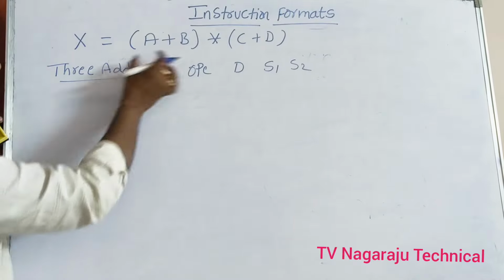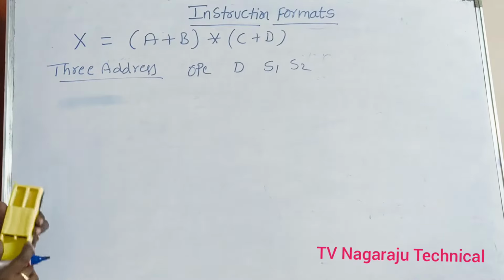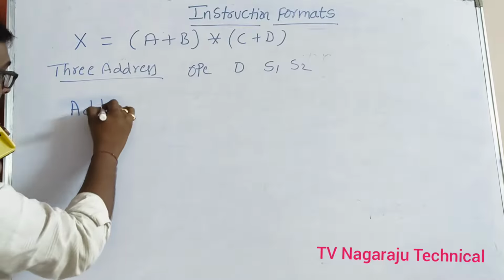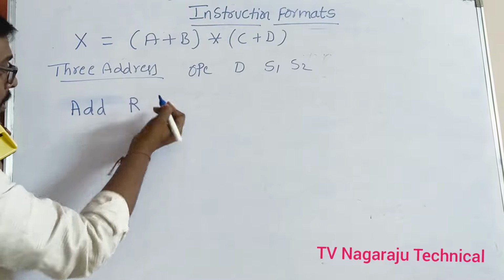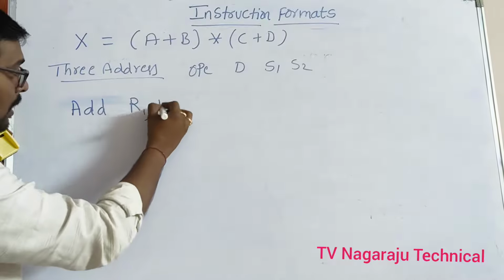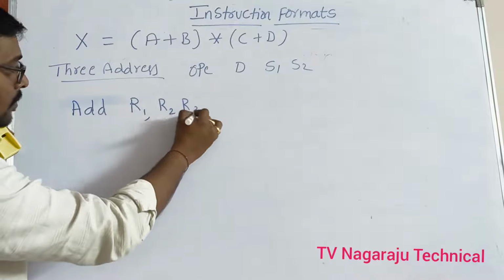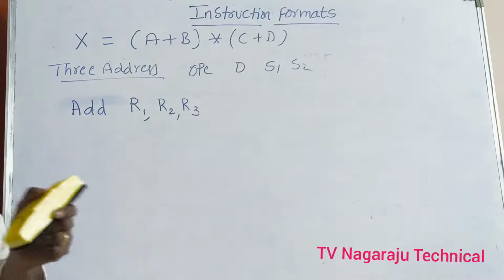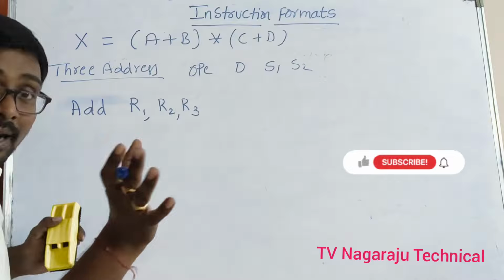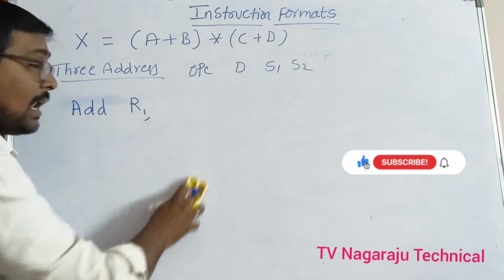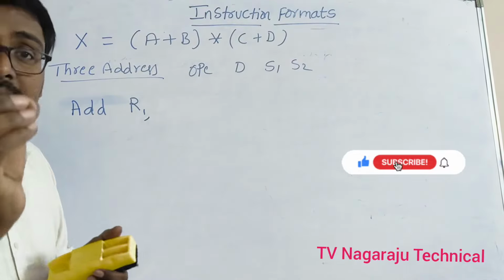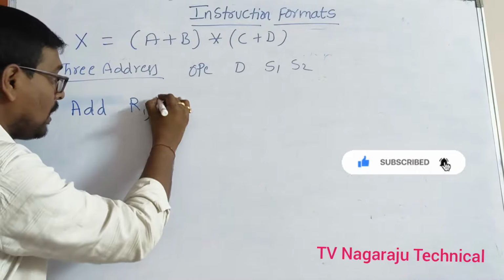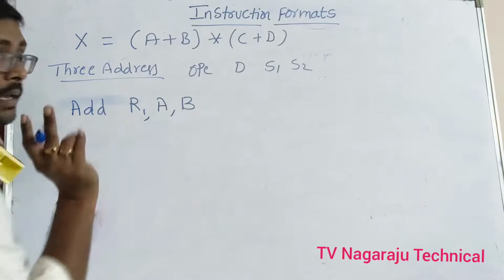Directly, 3 address in the sense directly we can do the addition operation. How? Suppose ADD R1, R2, R3, understand carefully. Here, if you write ADD R1, R2, R3, what happened? R2, R3 are not at all available. So along with the register, we can access the memory A comma B in the sense the memory. So ADD R1, A, B.